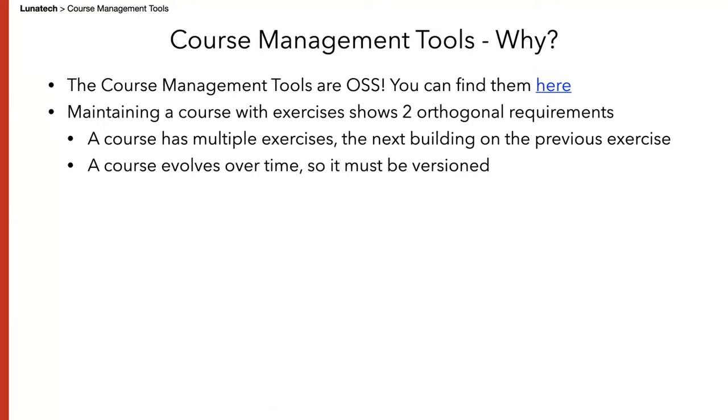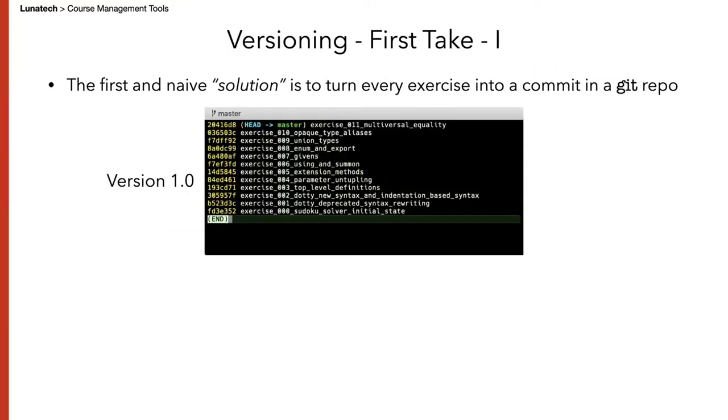If you try to maintain exercises for a course, you have two kinds of orthogonal requirements. First of all, in the first dimension, you have multiple exercises, and the next one usually builds on top of the previous one. So there's an evolution that you need to maintain. But secondly, that series of exercises as a whole probably evolves over time, so you need to version it. A naive approach that I've used in the past, and many people have used, is to put each and every exercise in a commit, and you would jump from one exercise to the next by checking out the next commit in the repository.